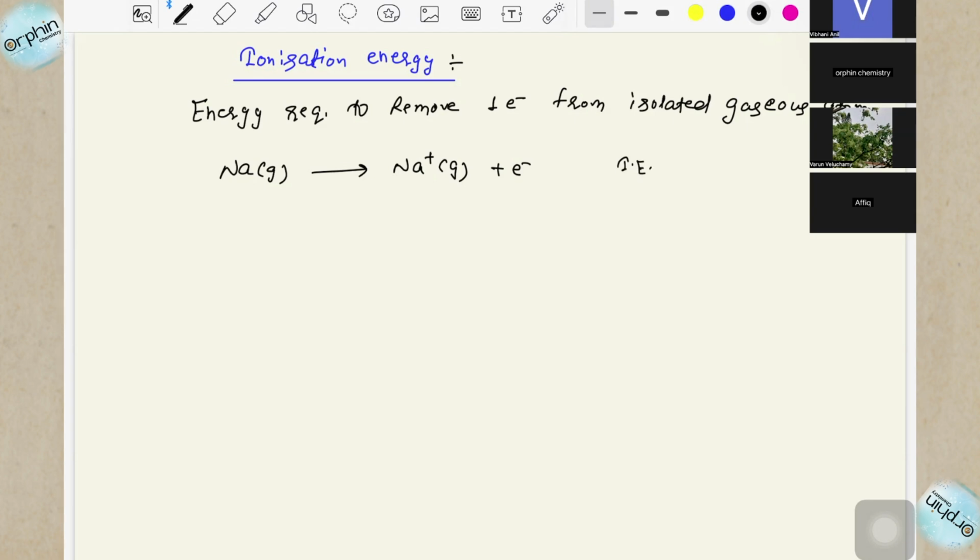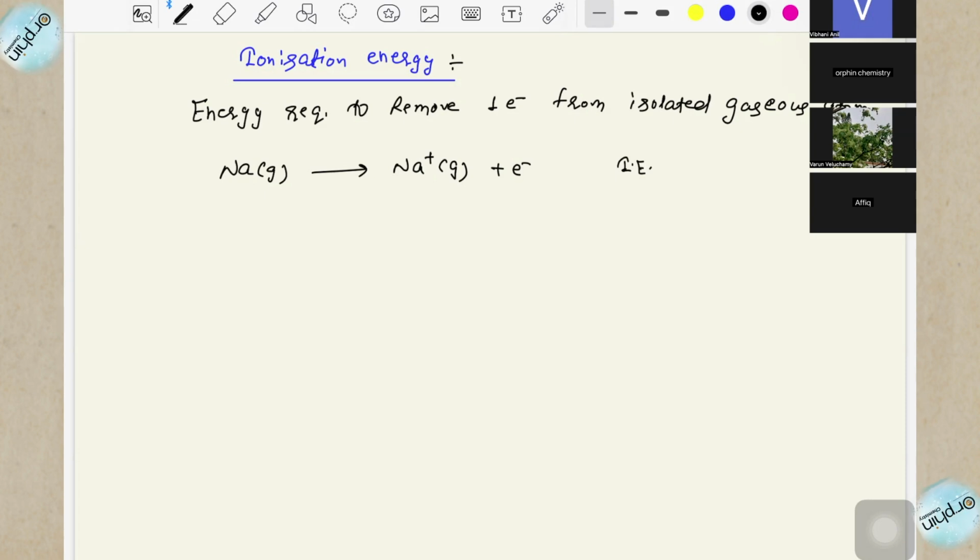Right. The point is, it should be only one isolated atom. It should not be more than one atom, because that will be the ionization energy only. If we have more than one atom, then the energy being used is not the ionization energy in that case. Okay.